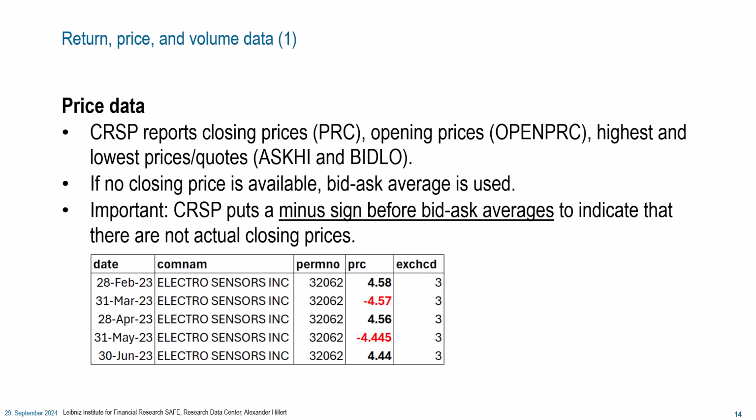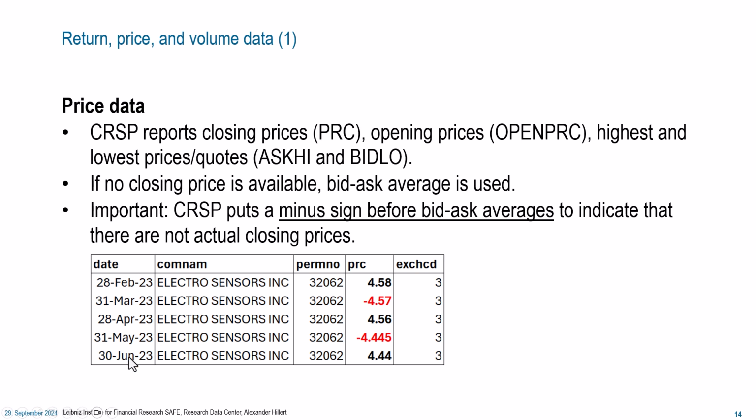When there's no trading, you don't have a closing price, so what do you do instead? Well, you take the average of the bid and ask. So if the ask is, let's say, $100.50 and the bid is $99.50, the average would be exactly $100. However, to make clear that the stock was not traded on that day and that this 100 is not an actual closing price, but just a bid-ask average, CRSP will put a minus sign before the bid-ask average. That does not mean that the price was minus $100. It just means the bid-ask average was 100. There was no trading. That's why we don't have a closing price.